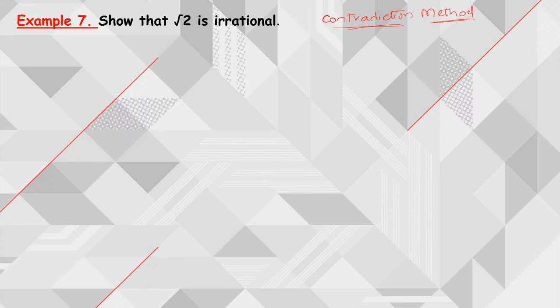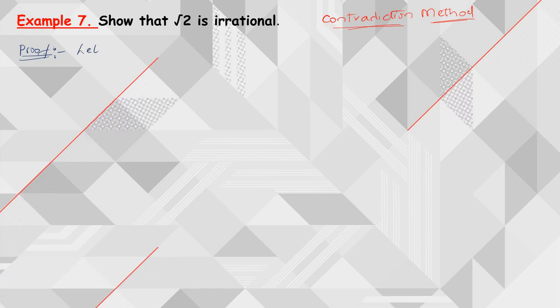Root 2 is irrational. Likewise we are going to have some more proofs. Now let us see how we can prove that root 2 is irrational. Since this method is called the contradiction method, we are going to disprove the statement, and by disproving it, we are going to prove this, right?